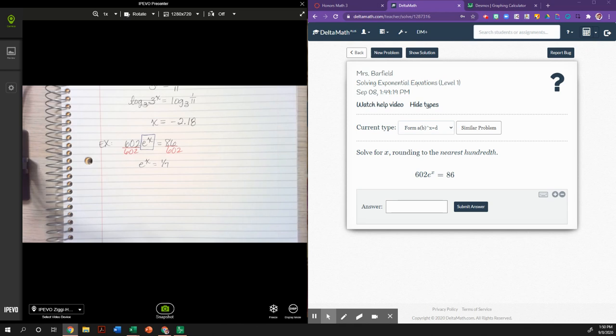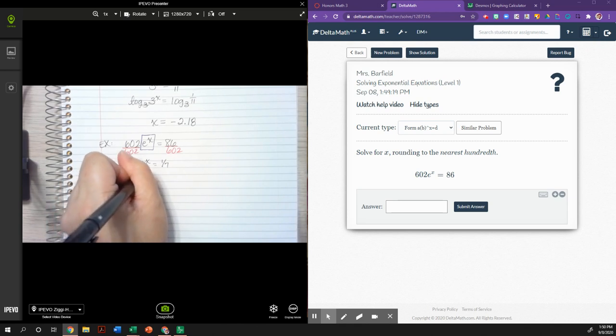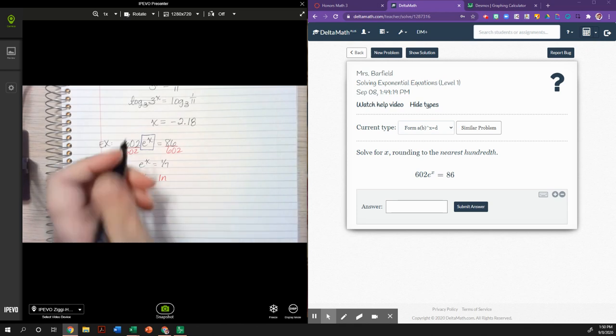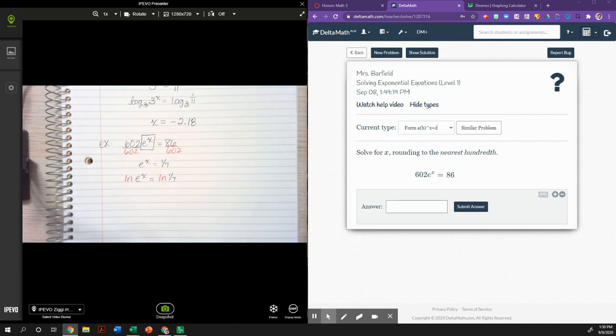Now when you have an e, remember e is the natural logarithm. So instead of taking the log of both sides, I'm going to do the ln of both sides. So I'm going to write ln of e to the x equals ln of 1/7. I don't have to write a base or anything. So then this cancels. I'm left with x equals ln of 1/7.